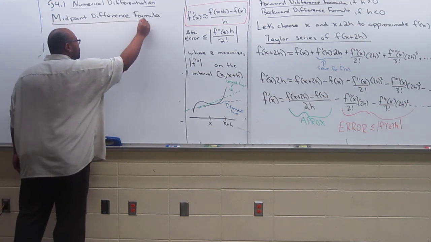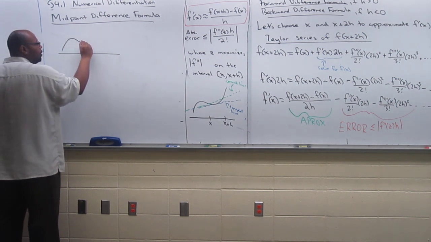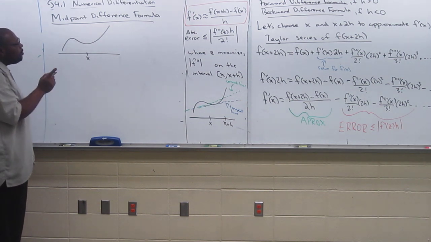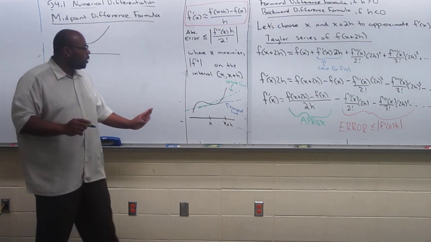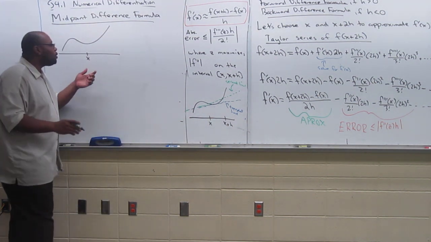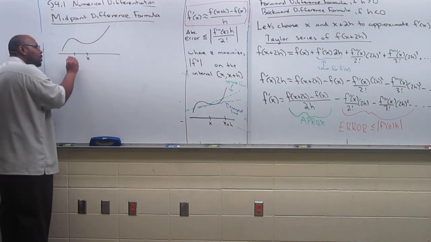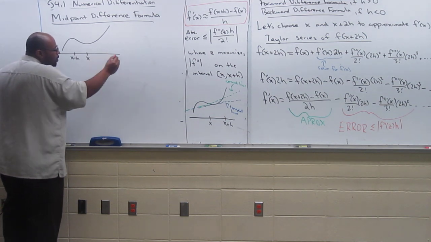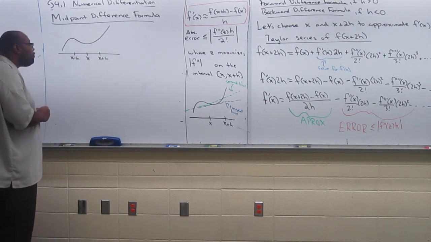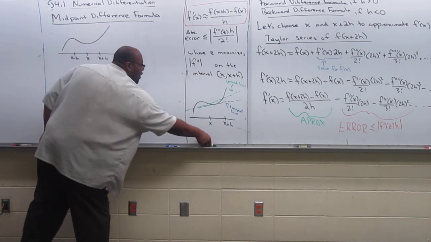Midpoint difference formula. So I want you guys to recall that function that we put on the board before, right? It's still up there. Suppose that this is x, right? And suppose that instead of us thinking of forward difference going forward in time or backwards difference going backwards in time, right? Let's suppose that x was our mid time, right? So we have a previous time, let's call it x minus h, and a future time, which we'll call x plus h. And we're going to use these two values, x minus h and x plus h, to create a secant line.